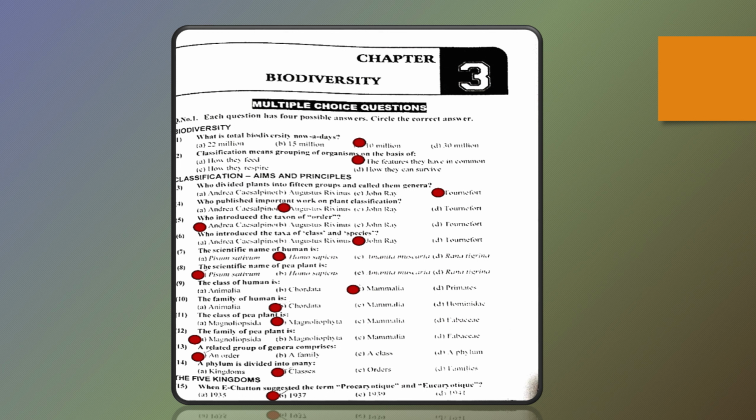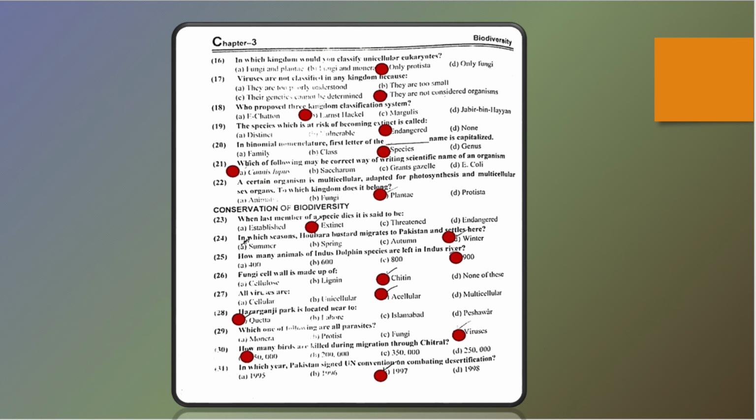A related group of genera comprises a family. A phylum is divided into many classes. The next topic is the 5 kingdoms. When E. Chatton suggested the term prokaryotes and eukaryotes in 1937, in which kingdom would you classify unicellular eukaryotes? Only Protista. Viruses are not classified in any kingdom because they are not considered organisms.